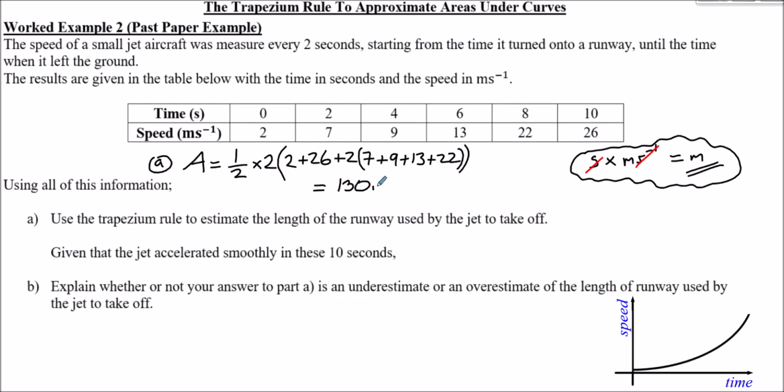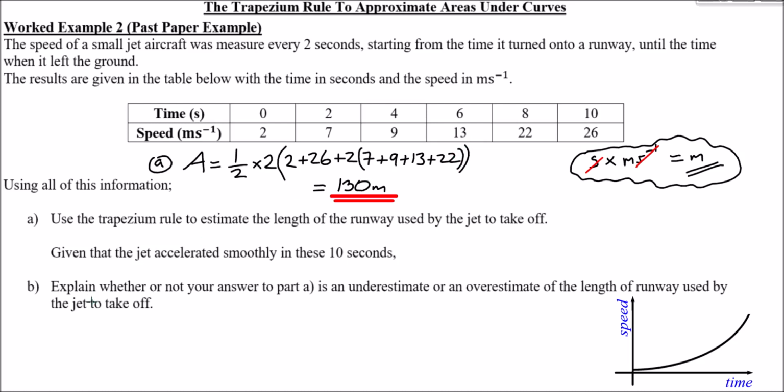Always think as well, if it's a question giving a context where we can use common sense, always be thinking, if possible, does the answer make sense? Jet aircraft in 10 seconds, could it go 130 meters? It certainly could if it's just about to get ready to take off. A world-class sprinter like Usain Bolt can cover 100 meters in about 10 seconds. So 130 for a vehicle is definitely possible.